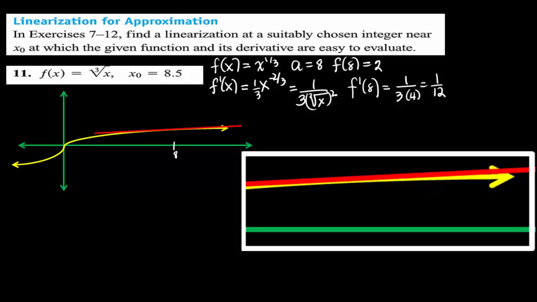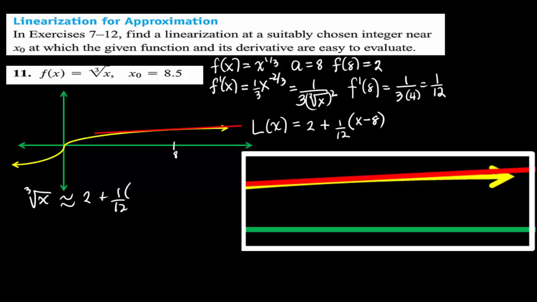We're not done yet. Let's go ahead and write our L of x. L of x is the y1, which is 2, plus 1/12 times x minus, what is our A? 8. What do we say now? We're saying that the cube root of x is now approximated by a linearized version, which is 2 plus 1/12 times x minus 8, near where? Near the point 8, 2.